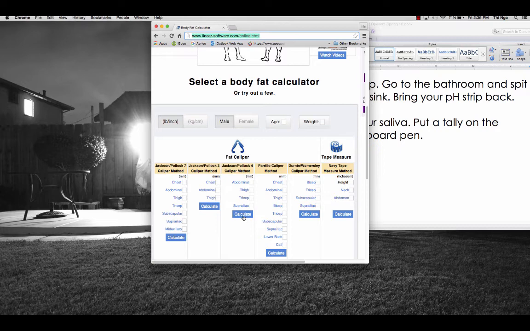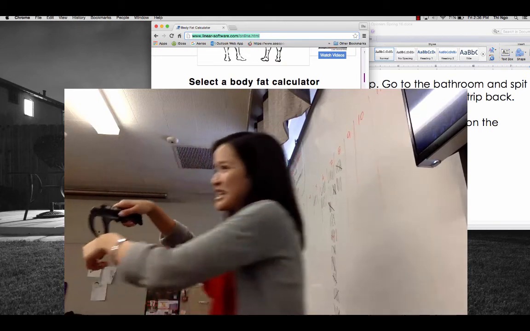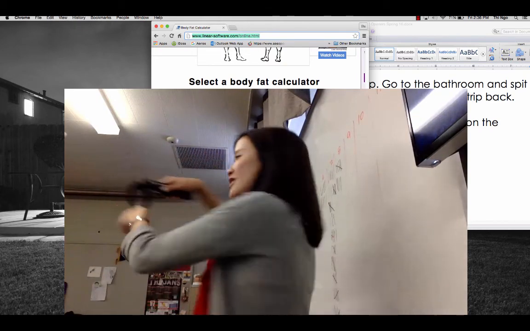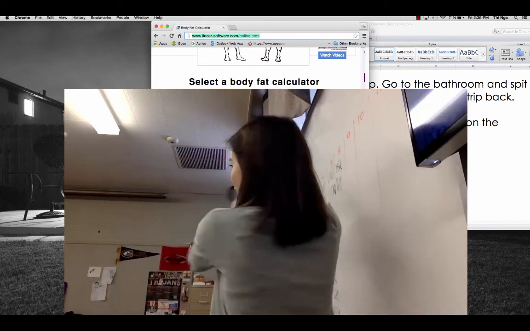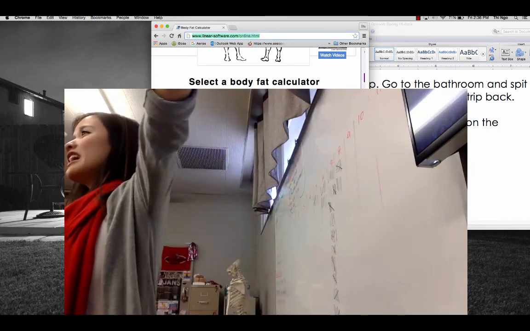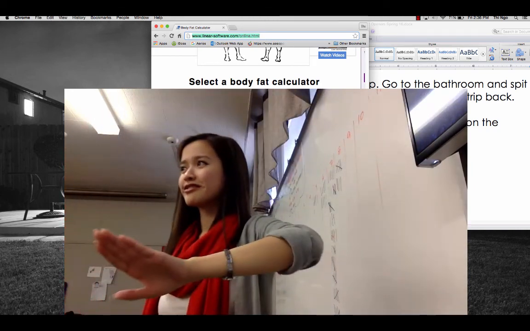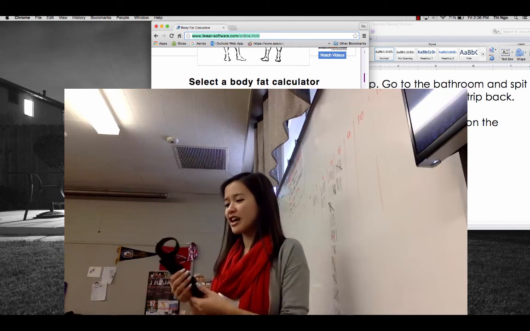Once you pinch the amount of fat, the caliper gives you a number in millimeters, and then you plug that millimeter number in. And then this will actually do the math for you. Okay? And so it's a little more accurate.